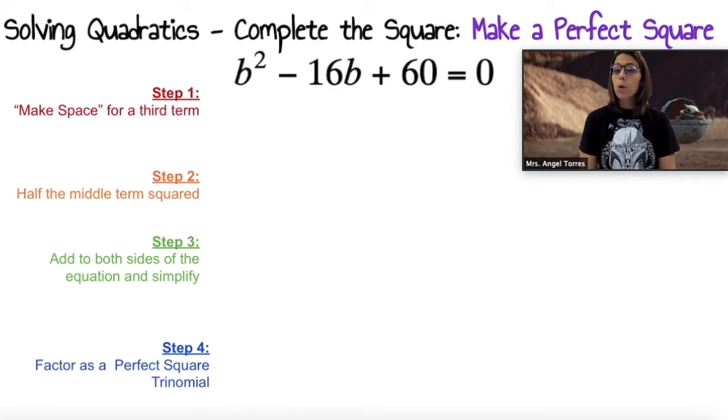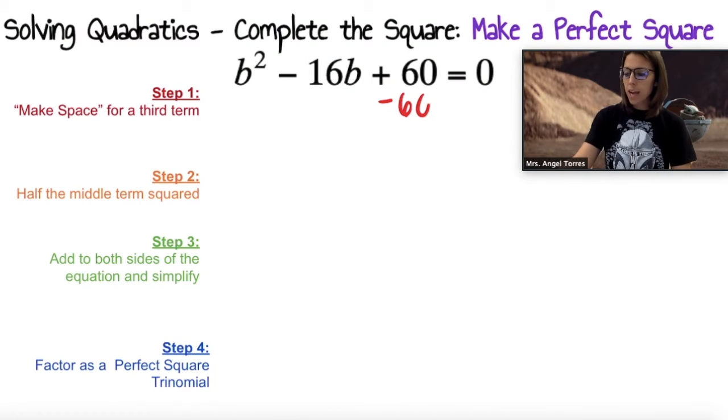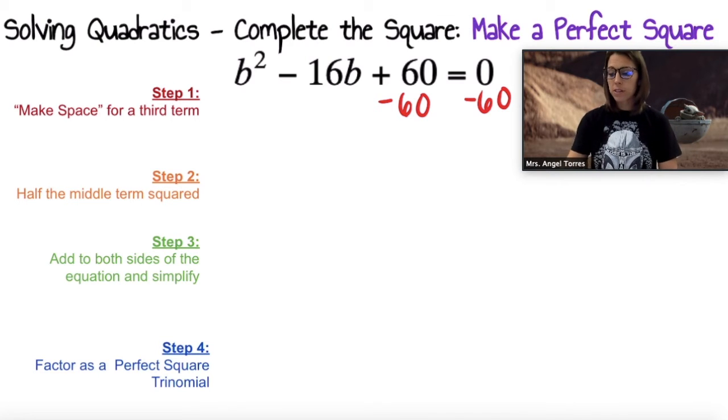Step 1, we're going to make space for a new third term, meaning we're going to put something new in place of 60. But mathematically, you can't just wave a magic wand and make something disappear. We're going to make space by using a property of equality and creating 0 out of that 60. To do that here, we would subtract 60. And because of that property of equality, we'd have to do it to both sides.